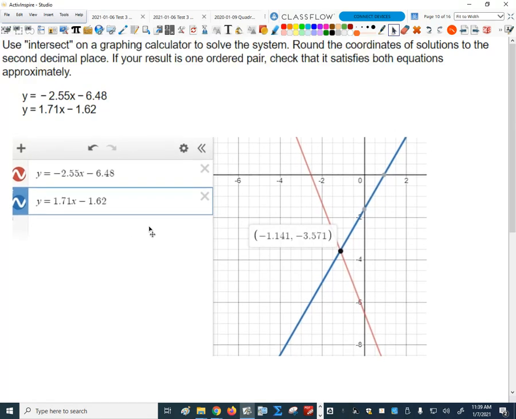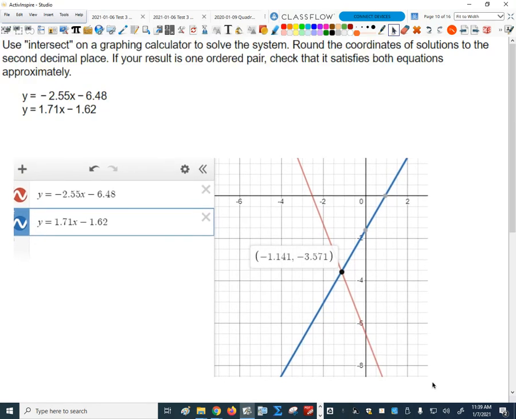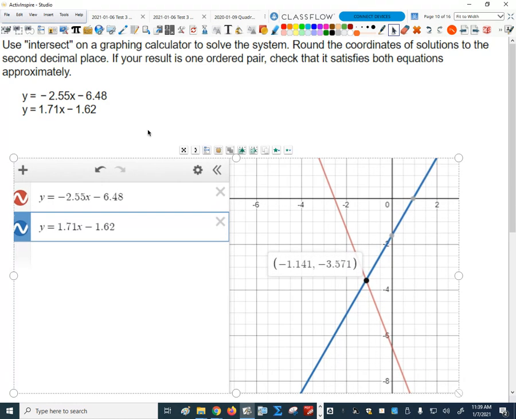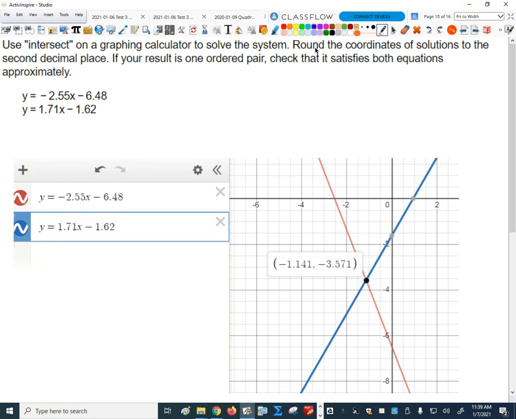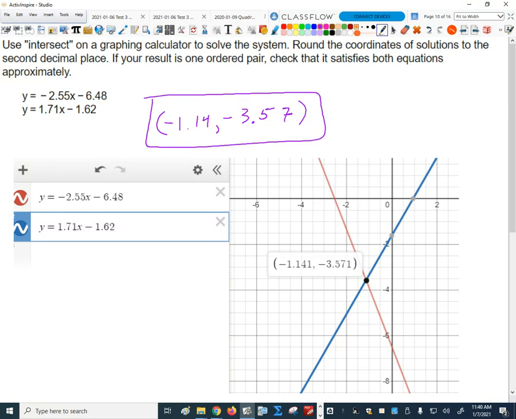Okay. And they want you to round this. Make sure you read the directions carefully here. They want you to round it to the nearest hundredth, so 2 decimal places. So my answer in this case would just be, here's my ordered pair, right? It would be the ordered pair negative 1.14, negative 3.57. Okay. Questions on that? Does that make sense?